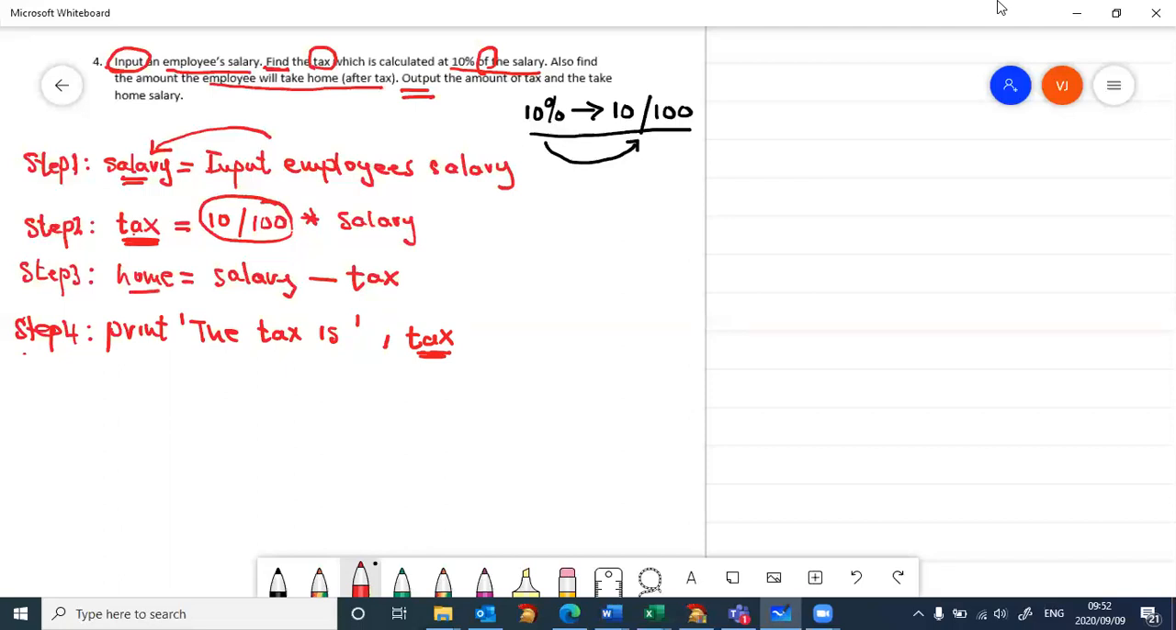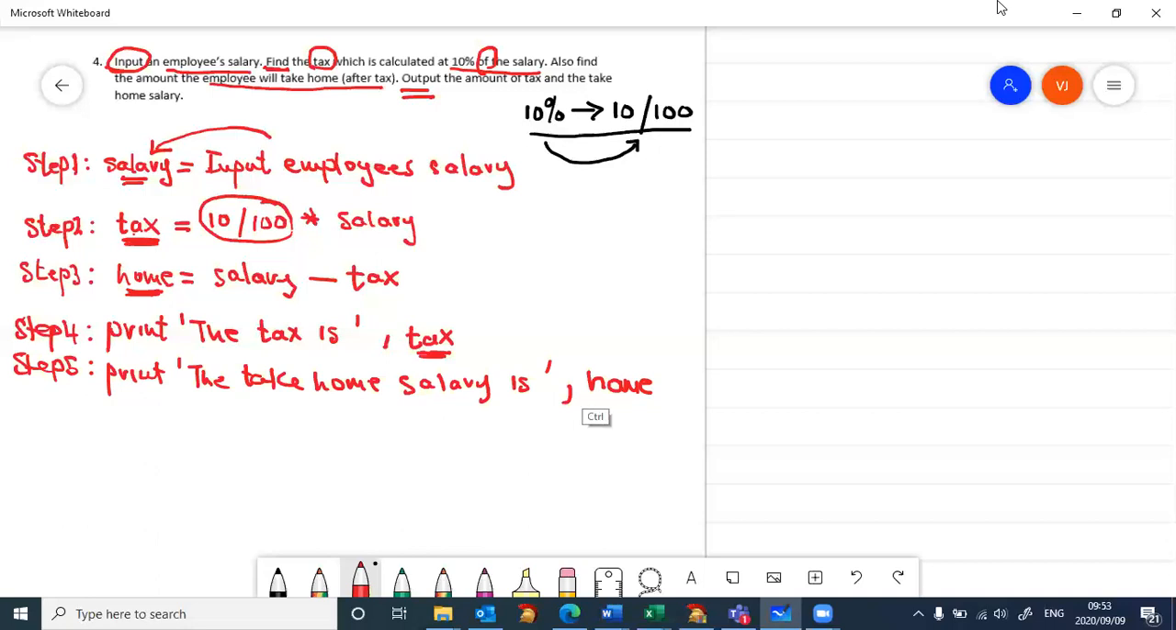Remember, the take-home salary is stored in this placeholder. So we're going to go to step 5, print our message, the take-home salary is, that's our message. That's a meaningful message to tell the user. And we've already done the calculation, and the calculation is stored in this variable called home. So I am going to print the variable home, H-O-M-E, and that corresponds with the same variable.